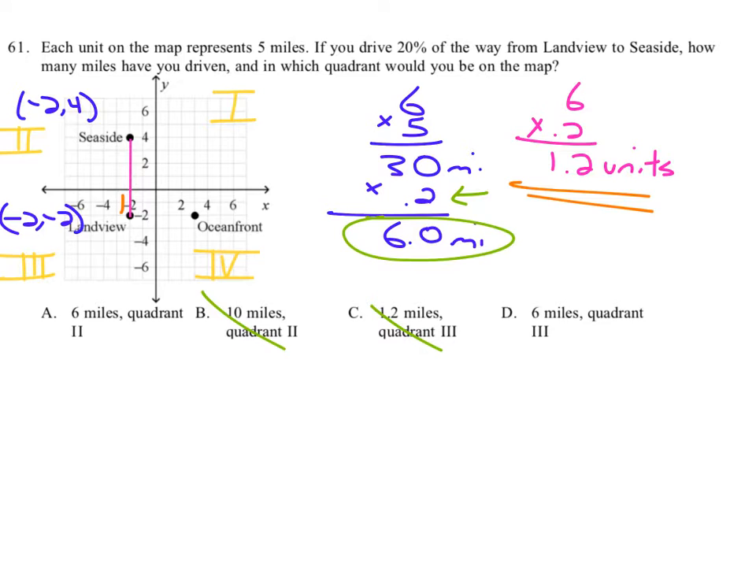Okay, so what quadrant are we still in? Well, we were in Lake View in quadrant 3, and we never got out of it because 20% of the 6 units is only 1.2 units, and that's not enough to get us the 2 units we need to get out of quadrant 3, so we're still in it. Okay, so the answer then is D. We're still in quadrant 3, and we've gone 6 miles if we were actually driving that actual distance on the map and not looking at it as units on the grid. Okay?